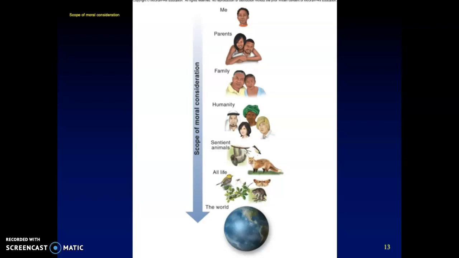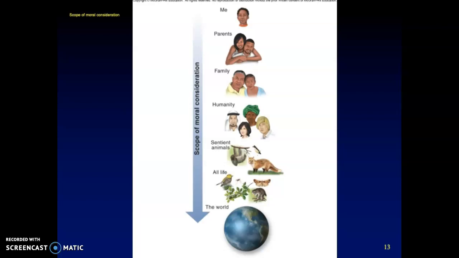Explain it though. Don't come at it from a personal attack, but come at it from a here's why we might want to change this. This is why it would be better in the long term and how it would benefit you and other people. When you think about moral considerations, we start with ourselves. Then we look at our parents. What's our family influence? What's the influence of humanity? We get these things we call sentient animals, and we'll talk more about those with our restoration plan.